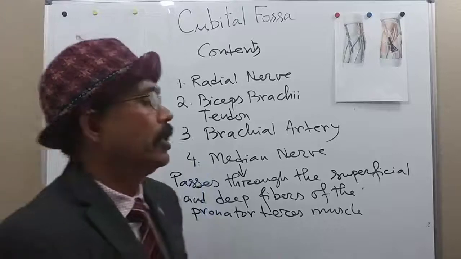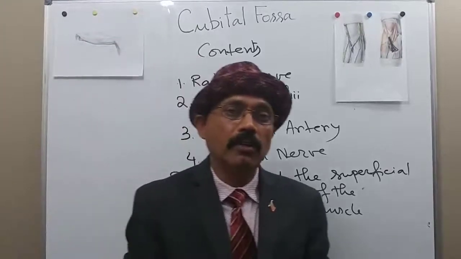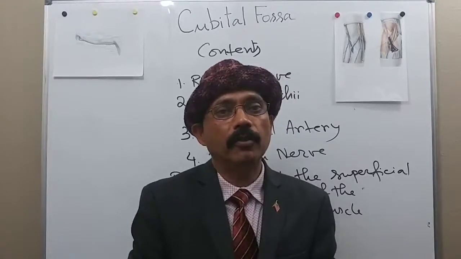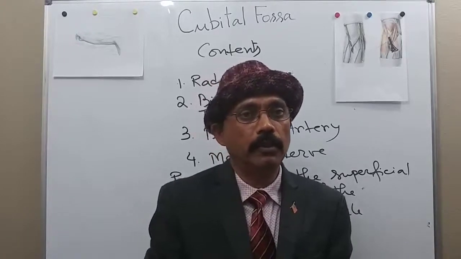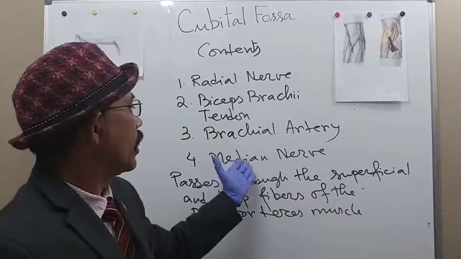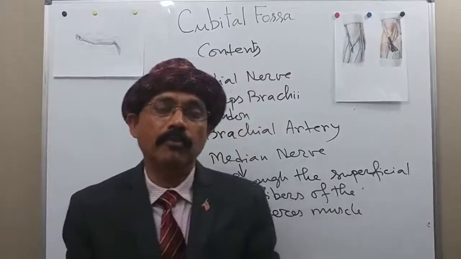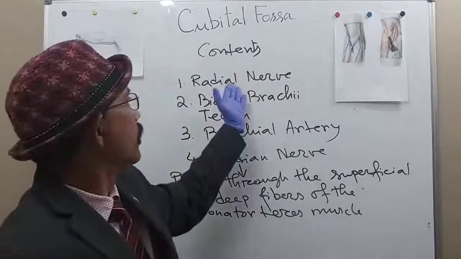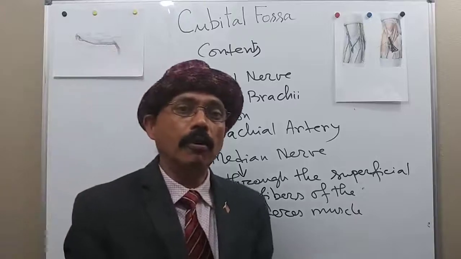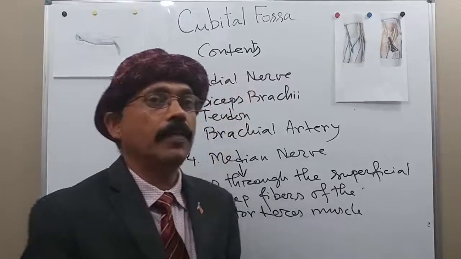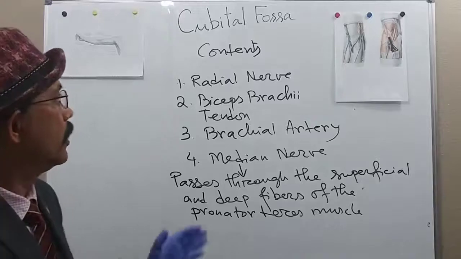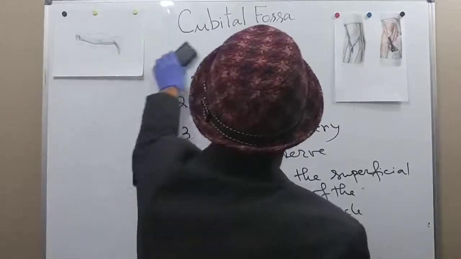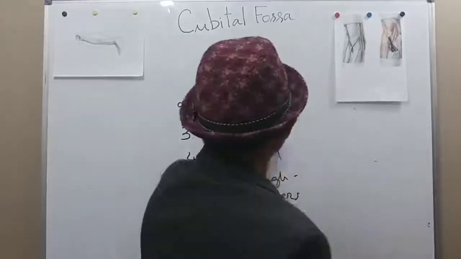To remember that, the median nerve passes through the pronator teres. The deep branch of the radial nerve passes through the supinator. The median nerve comes out of the brachial plexus from the lateral cord and medial cord. The radial nerve comes out of the posterior cord. So we have the contents. Let us summarize again very quickly.